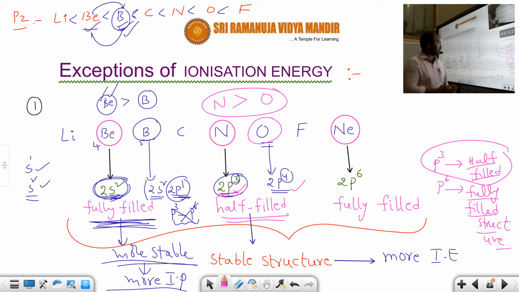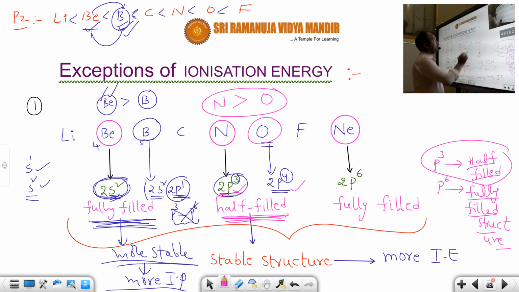Why is nitrogen more stable? How can you say this answer? Yes, in nitrogen's valence shell, p has a half filled structure, so it is more stable. Whenever something is more stable, it has more ionization potential.